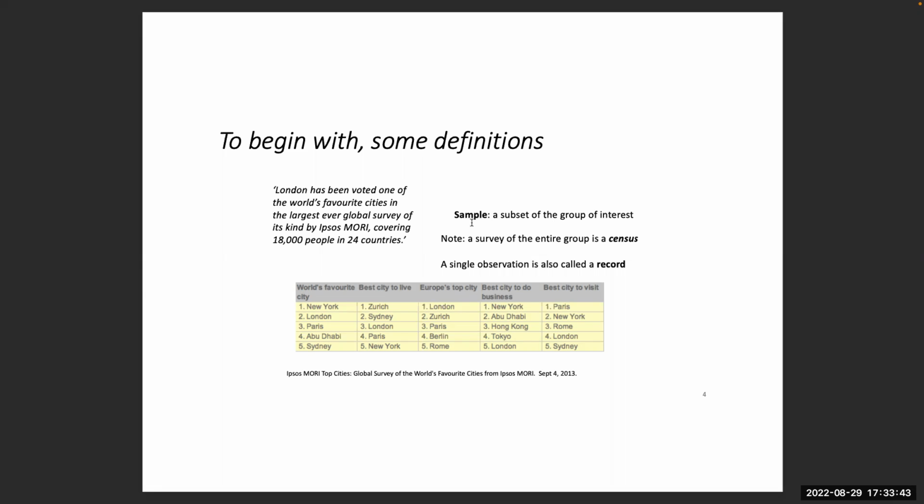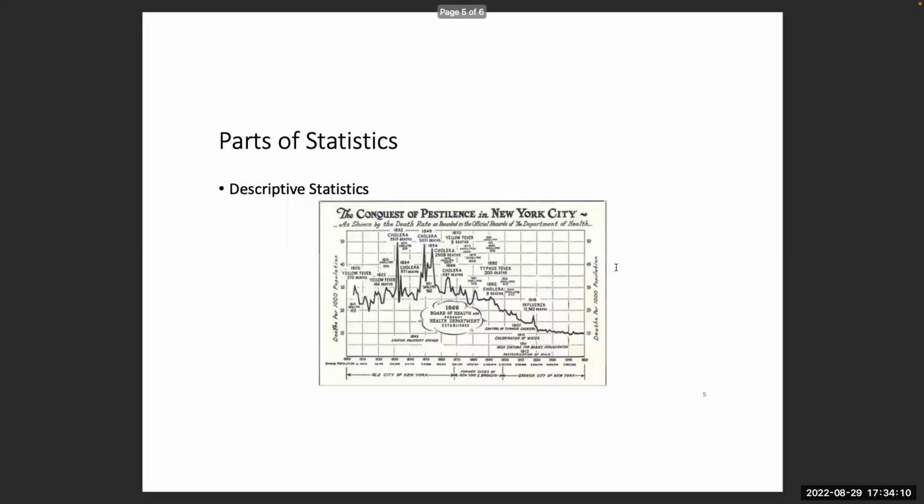So the definition here is a sample is a subset of the group or population of interest. That's a little different from a census, where you try to get a cross section of the entire population. The US Census, for example, is one of the largest endeavors of that kind. And in your sample, each single observation is called a record. And that's essentially what the data definitions are. We're talking quickly, and we will get back to that on Wednesday.